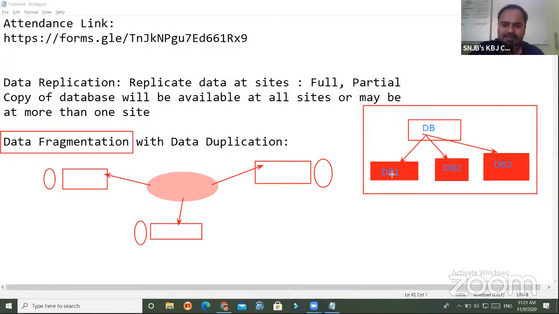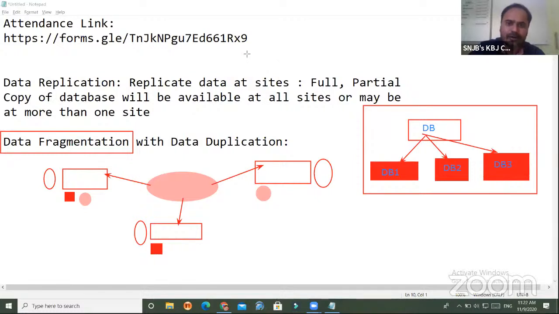We need to replicate these copies. Suppose your DB1 is available here. Suppose this is DB1, treat this symbol as DB1. It is available here, and you have also made the copy of DB1 here. Now DB2, suppose I am taking DB2 by using this symbol. It is available here as well as its copy is available here. So what I am doing ultimately is data duplication or data replication, one and the same thing.